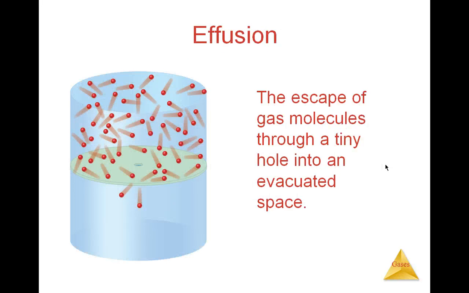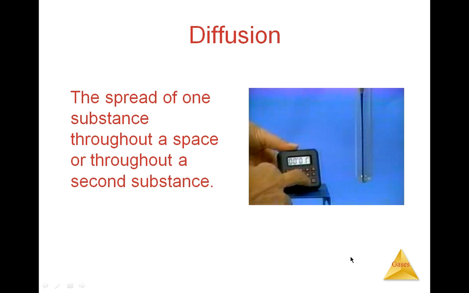Now let's talk about another property of gases, effusion. Effusion is when gas molecules escape through a tiny hole into an evacuated space. So if I have a container here and I have a hole, effusion is the rate that they're escaping or moving through that hole. Diffusion is the spread of one substance through a space or throughout a second substance. It's when it essentially spreads out over a period of time. This video won't work, but I think most students in this class by this level understand what diffusion is.